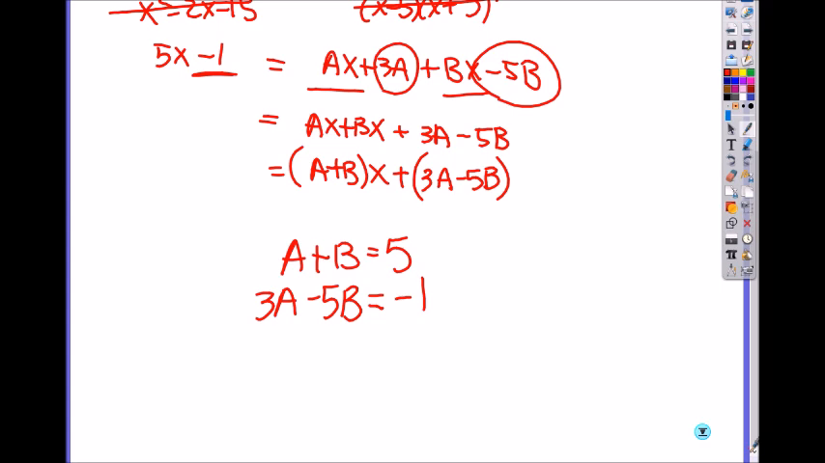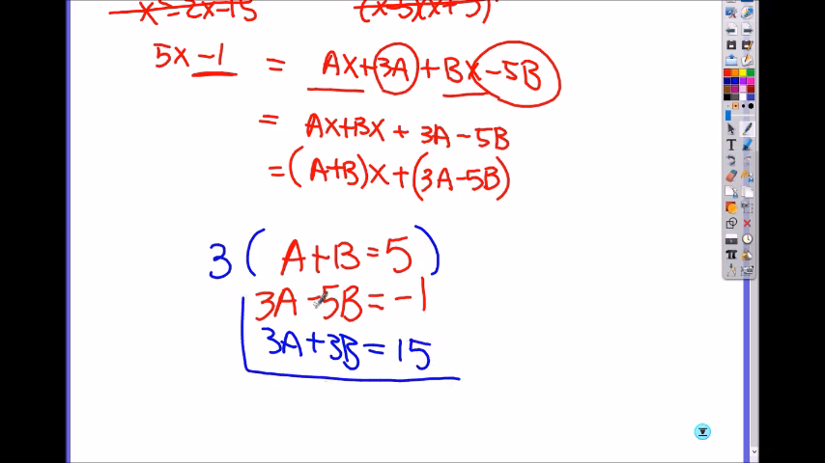So let's just solve it by hand. What would you do? You can either make the A's the same or the B's the same. What do you want to do? A's the same, so that means I have to multiply this by 3. So I can solve this by elimination and get rid of the same 3A's. So if I multiply 3 by A, it's 3A. 3 times B, 3B. 3 times 5 is 15.